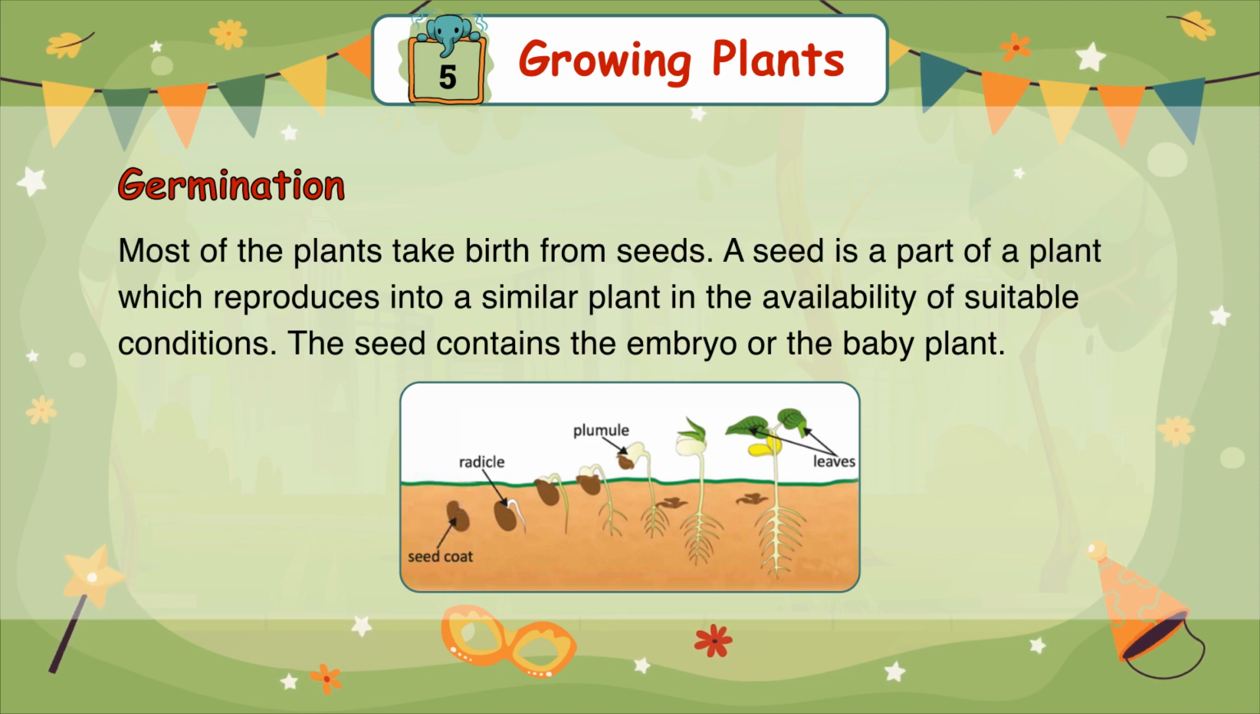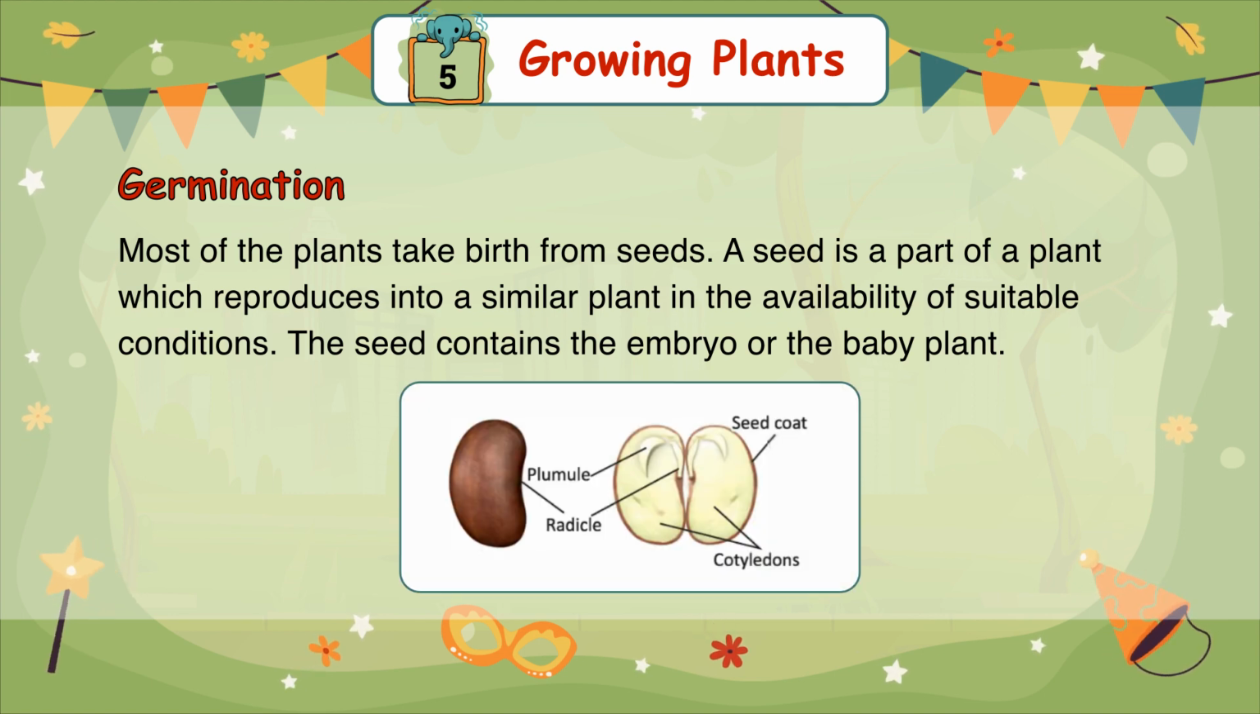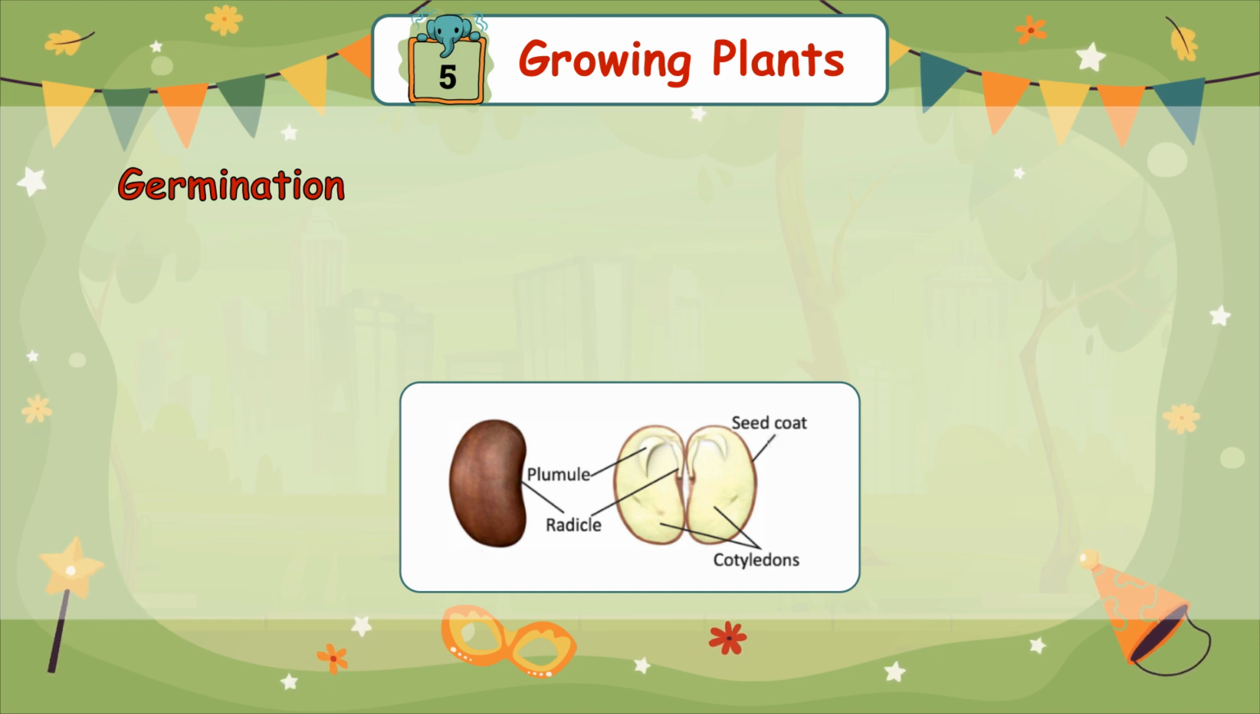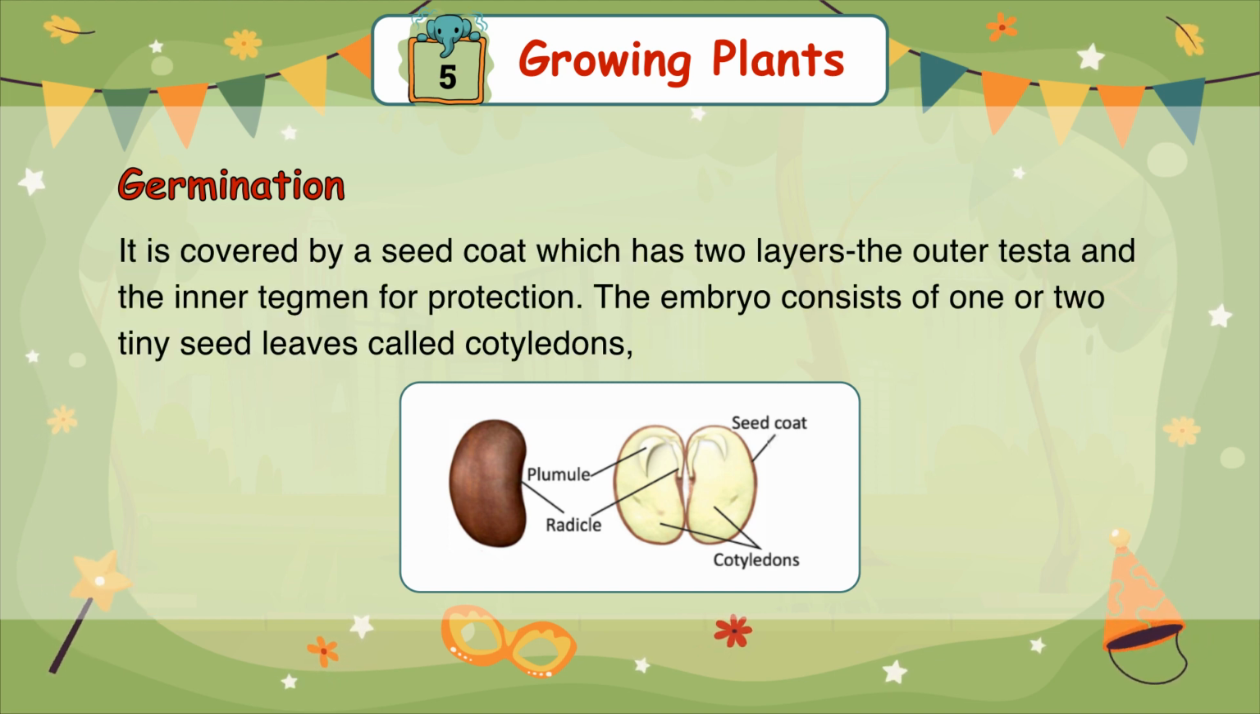Most of the plants take birth from seeds. A seed is a part of a plant which reproduces into a similar plant in the availability of suitable conditions. The seed contains the embryo, or the baby plant. It is covered by a seed coat which has two layers, the outer testa and the inner tegmen, for protection.